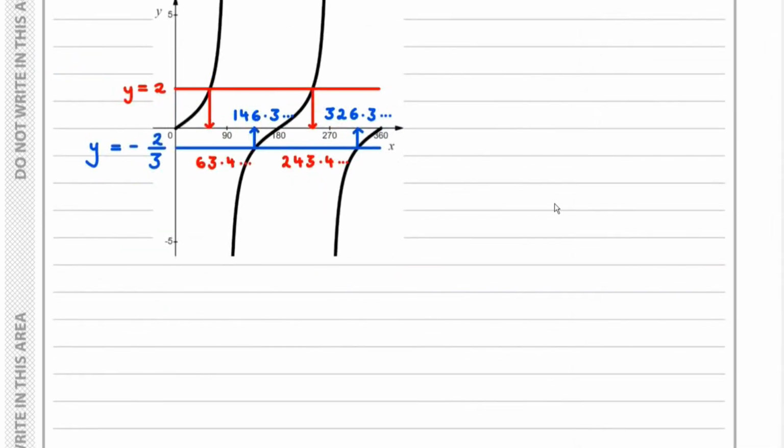Meaning the values of x are given by 63.4, that's this one here, 146.3, 243.4, 326.3, and these are given to one decimal place.